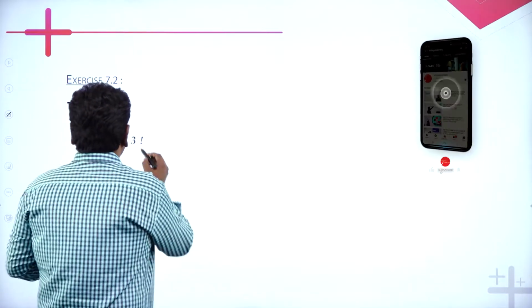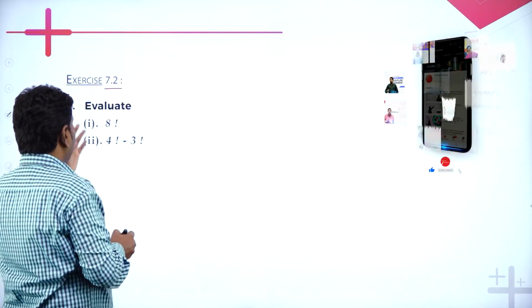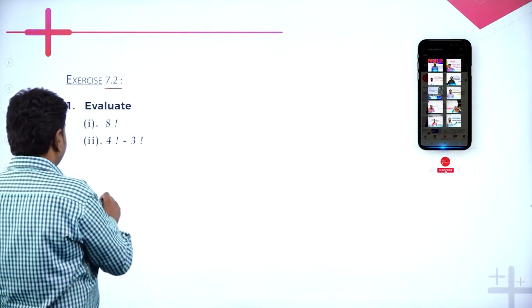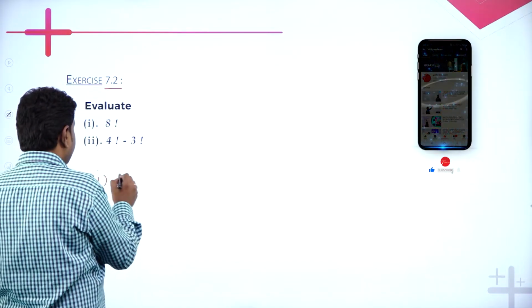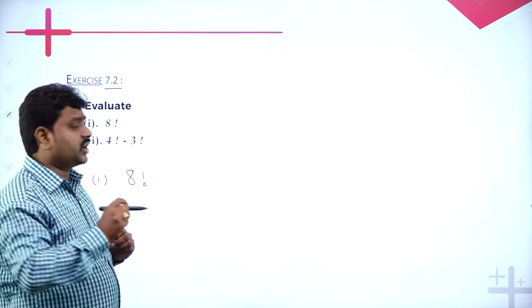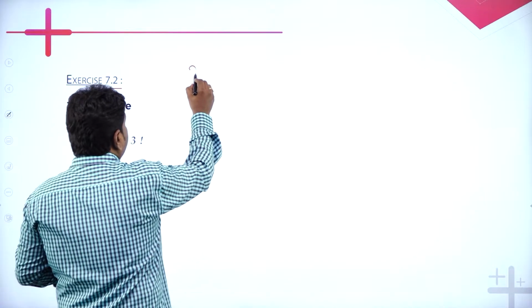So now in exercise 7.2, they want you to evaluate. Evaluate means what? Find the value of. So the first question is 8 factorial. In order to find 8 factorial, you should know what is n factorial.